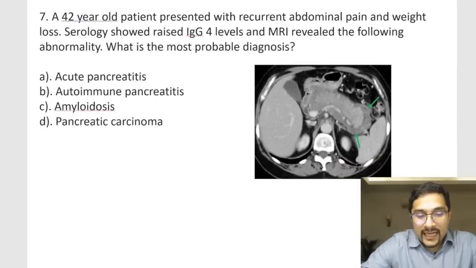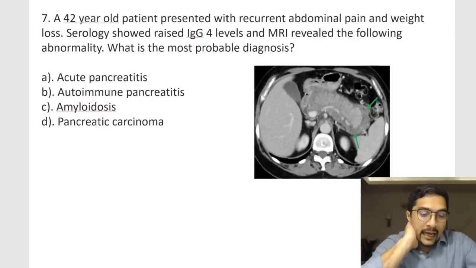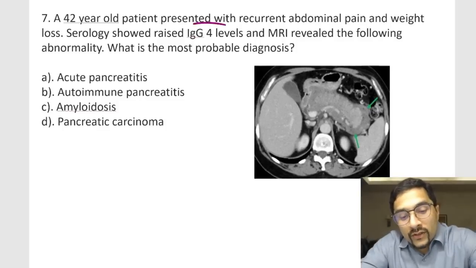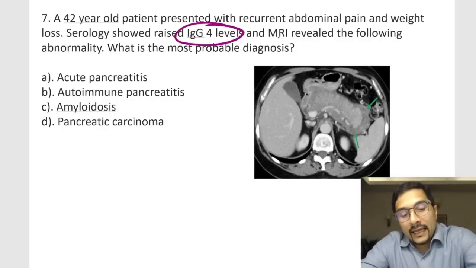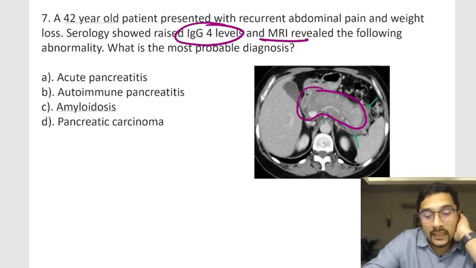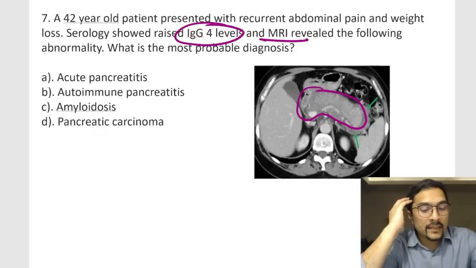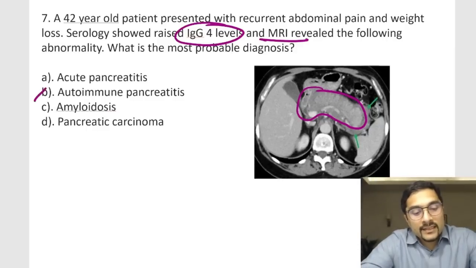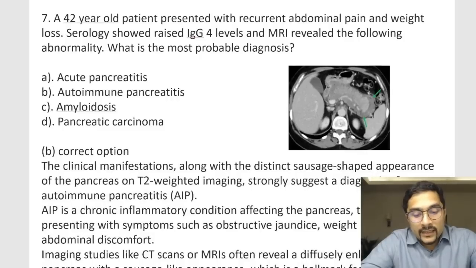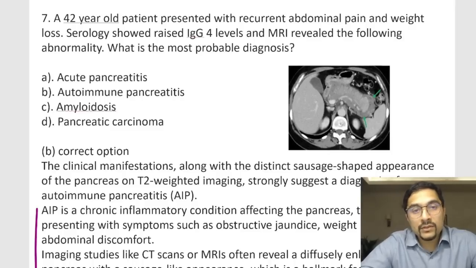This was asked once in the INI-CET exam. You have a 42-year-old patient who came with recurrent abdominal pain and weight loss. Serology showed raised IgG4 levels and the MRI revealed some abnormality. You can see here the pancreas on CT is bulky, it is inflamed. Inflammation of the pancreas is known as pancreatitis. But what kind of pancreatitis is this? This is autoimmune pancreatitis, right? You will have jaundice, weight loss, and you will get a sausage-like appearance of the pancreas, which I've shown you here.